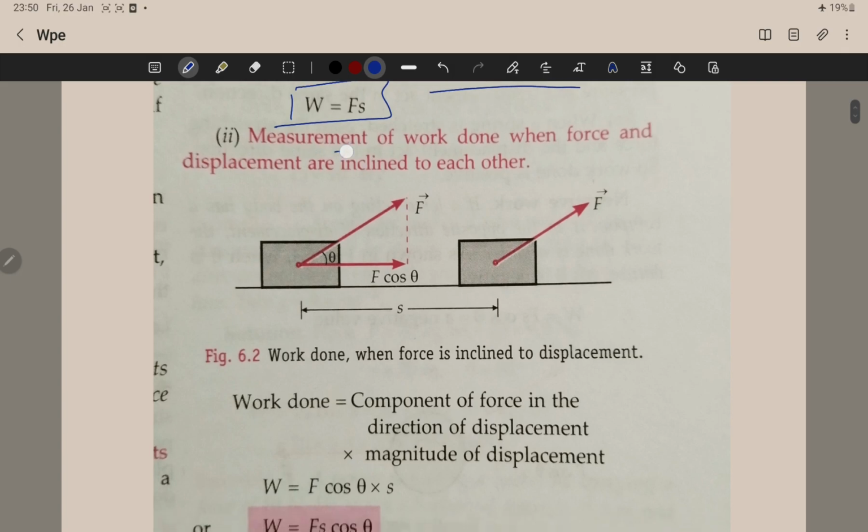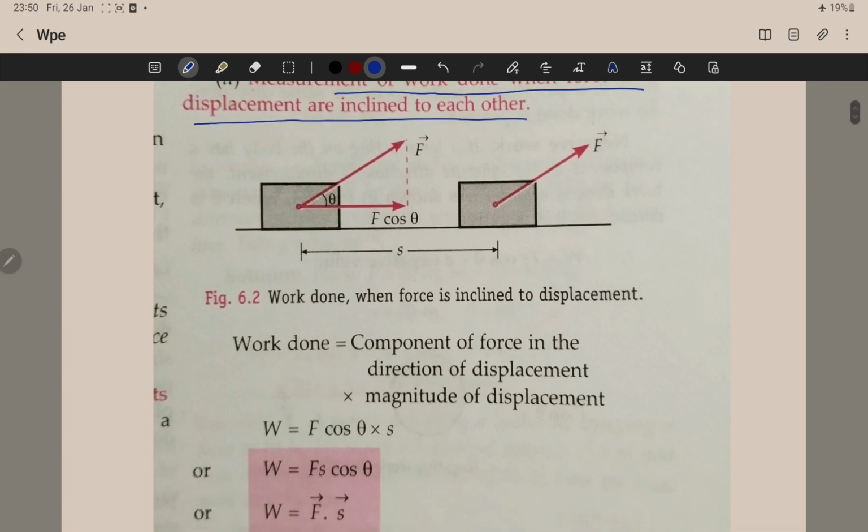Next thing, the measurement of work done when the force and displacement are inclined to each other. So what happened? Let's say we are applying force in this direction. This is the direction of our force, and the motion is in this direction. You can see this is the displacement.